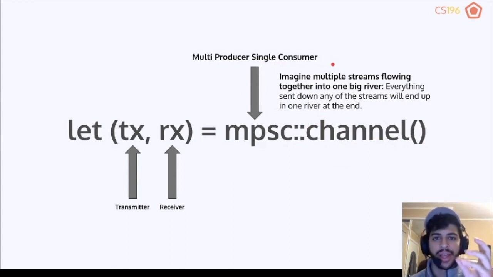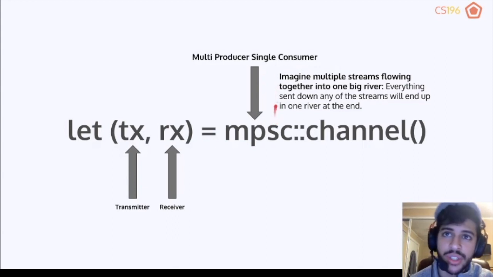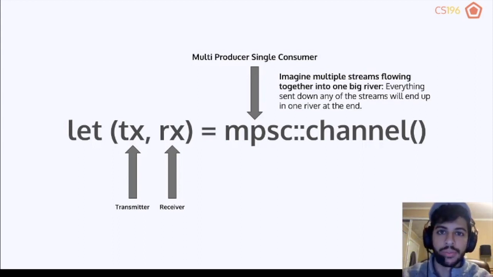And so I think that it would be easy to just use this in the context of the example that we were talking about. So imagine multiple streams flowing together into one big river. Everything sent down any of the streams will end up in one river at the end. So since it is a multi-producer single consumer, we can have multiple transmitters sending data to the same receiver. So multiple streams going into the same downstream where the boats end up, right?